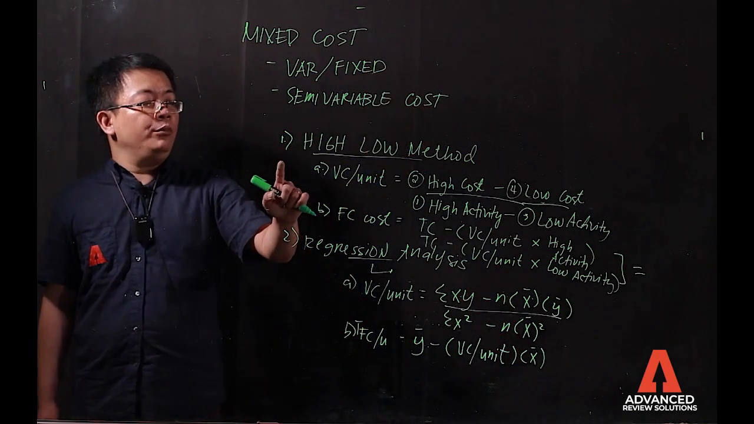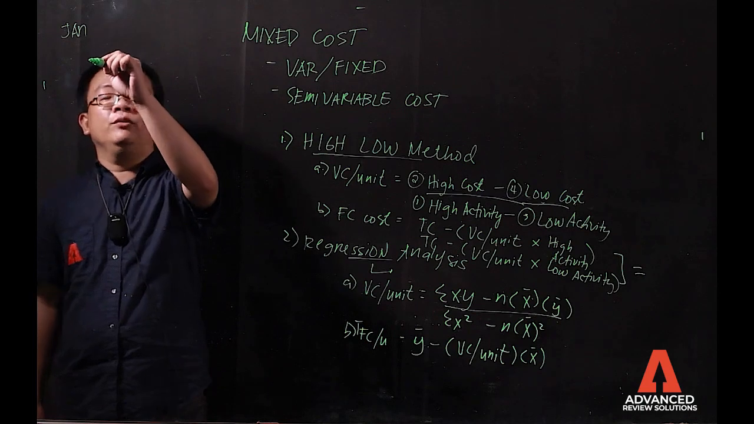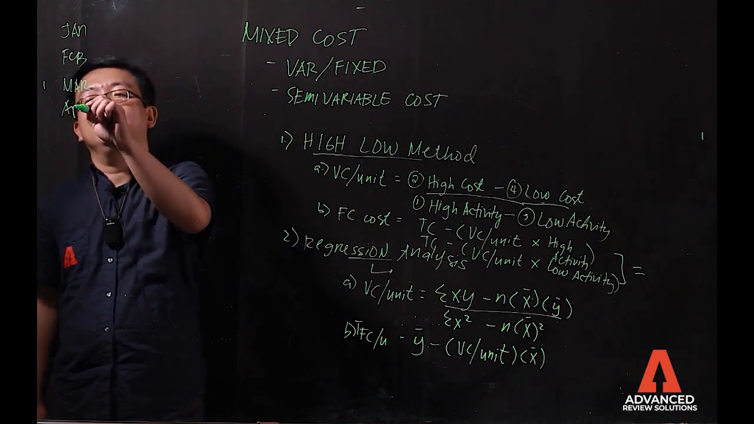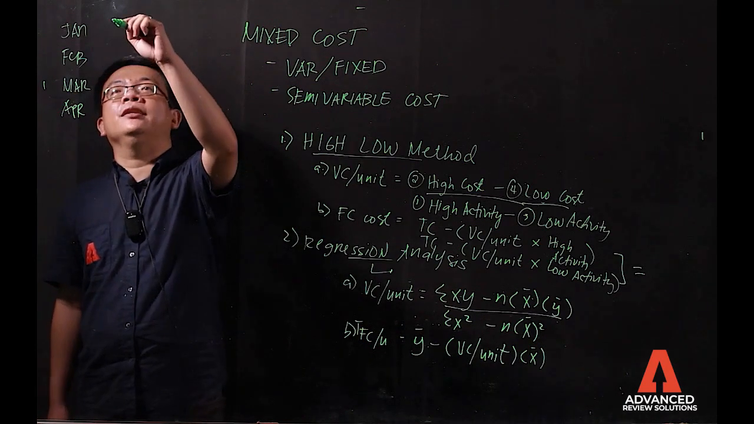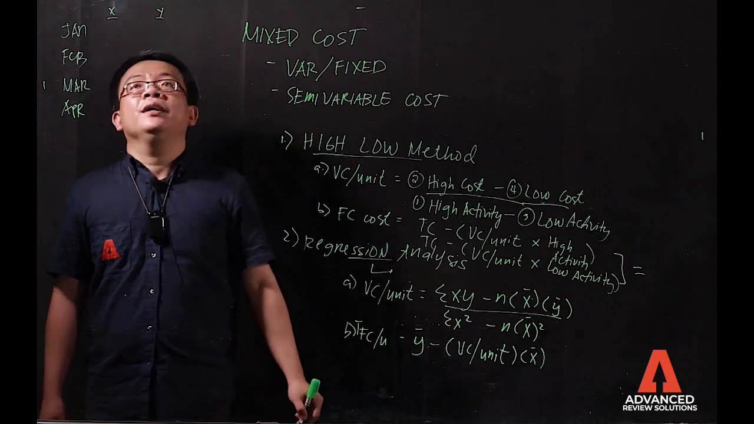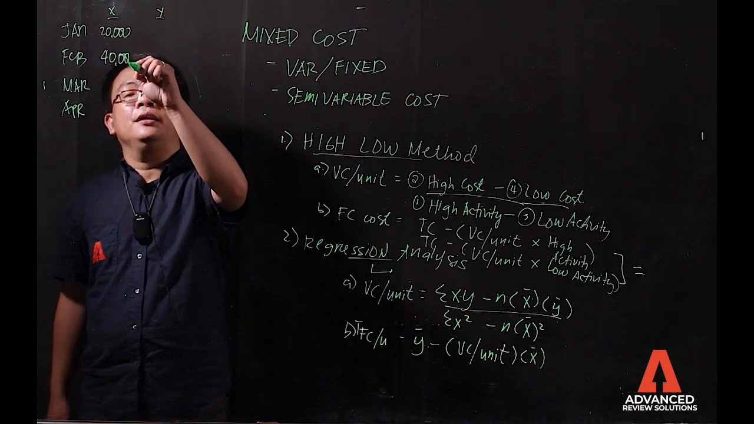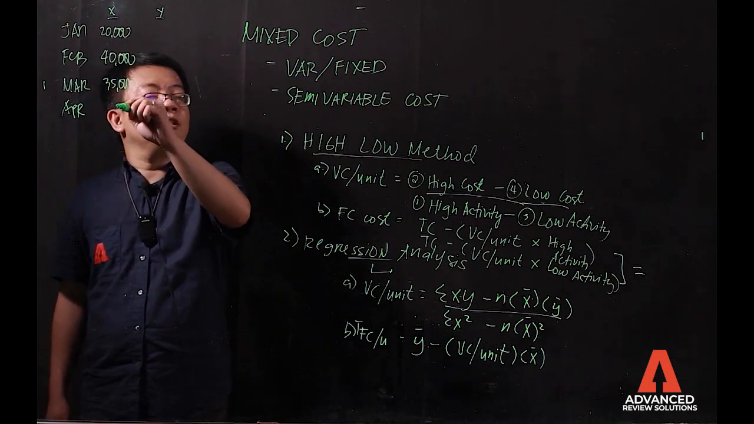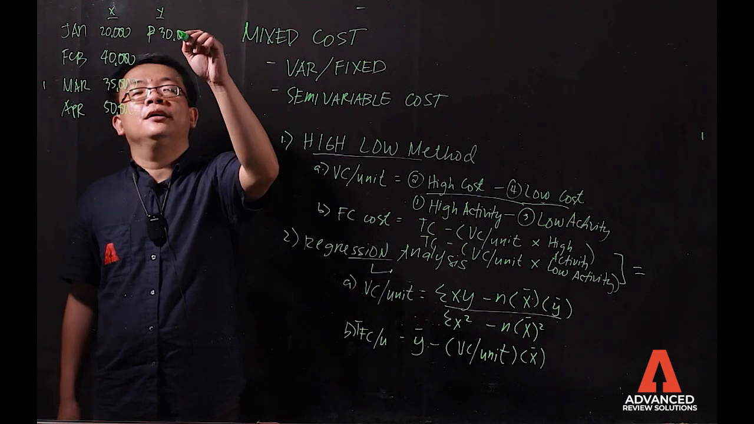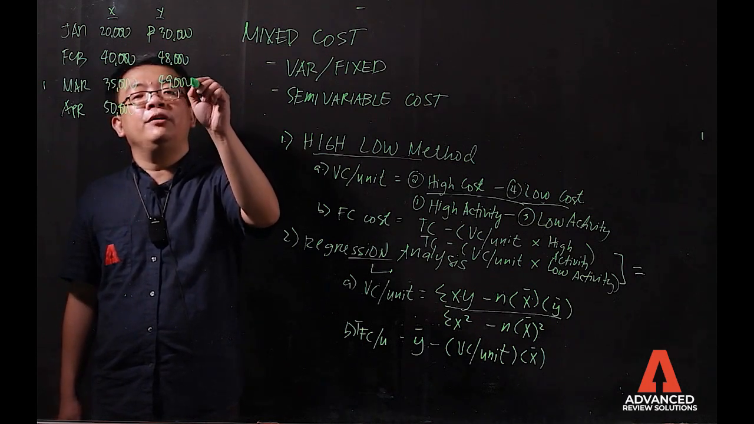In order for you to compute for the high-low method and the regression method, for example, let's say you have January, February, March, and April. For example, miles driven is your activity X, and Y is your cost. X is 20,000 miles, 40,000, 35,000, and 50,000. And your cost in Philippine pesos is 30,000, 48,000, 49,000, and 63,000.